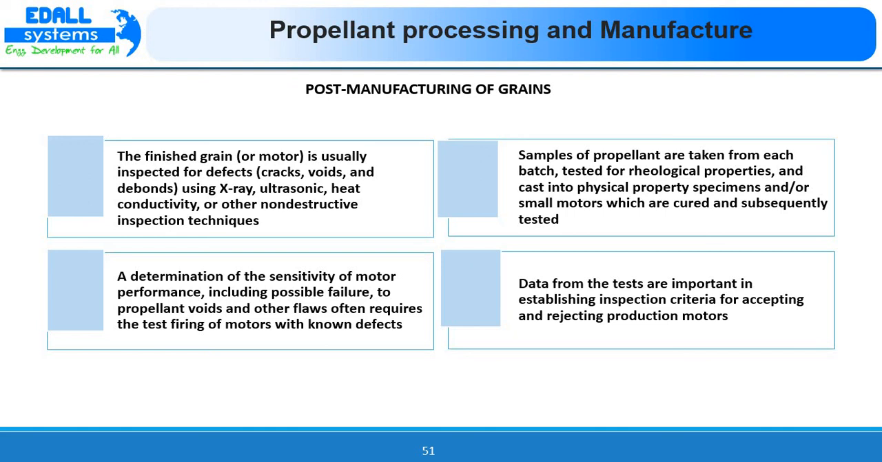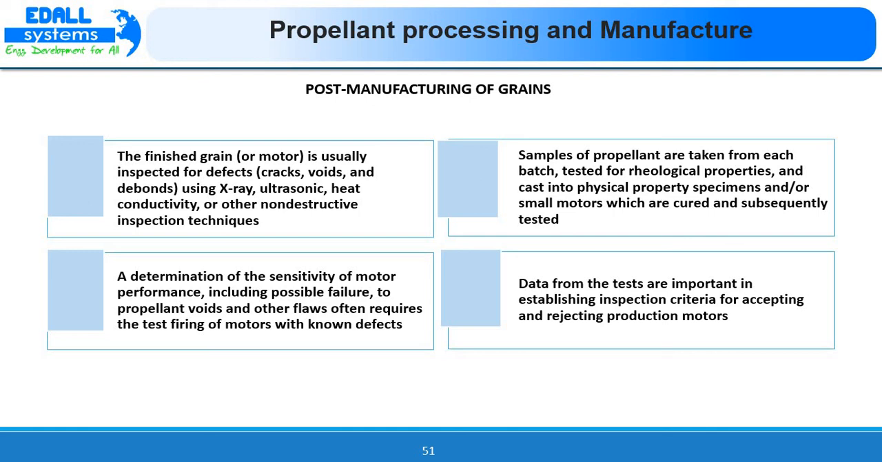So the finished grain or motor is usually inspected for defects, cracks, voids and debonds using X-rays, ultrasonic, heat conductivity or other non-destructive inspection techniques. A determination of the sensitivity of motor performance, including possible failure due to propellant voids and other flaws, often requires the test firing of motors with known defects.